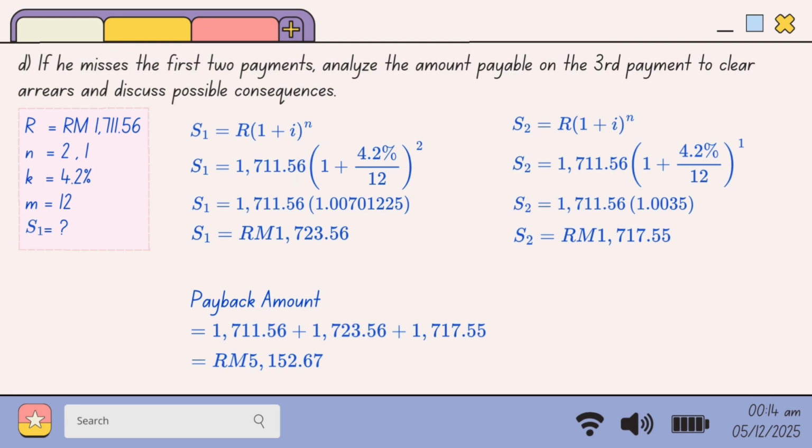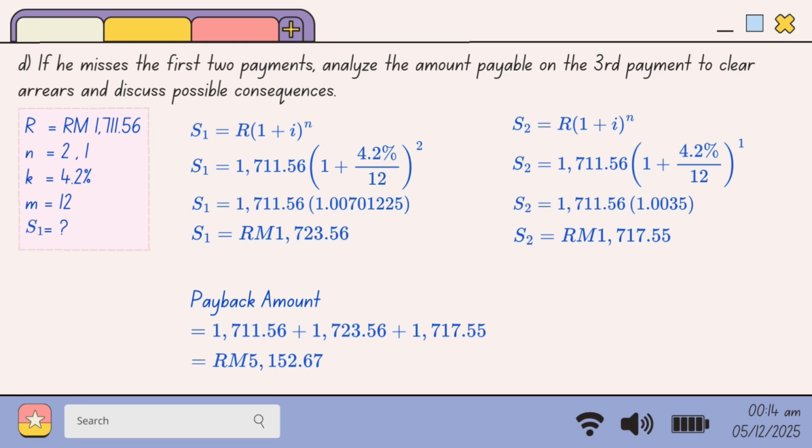So for the first missed payment, S1 equals 1,711 ringgit and 56 cents times (1 plus 4.2% over 12) to the power of 2. After solving the expression inside the bracket, the final answer will be S1 equals 1,723 ringgit and 56 cents. The second missed payment is 1 month before the catch-up date. It accumulates interest for 1 period. So for the second missed payment, S2 equals 1,711 ringgit and 56 cents times (1 plus 4.2% over 12) to the power of 1. After solving the expression inside the bracket, the final answer will be S2 equals 1,717 ringgit and 55 cents.